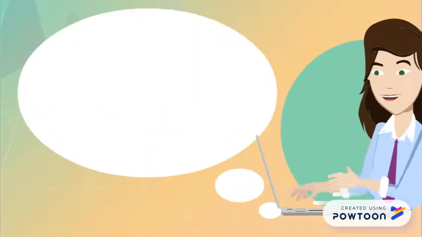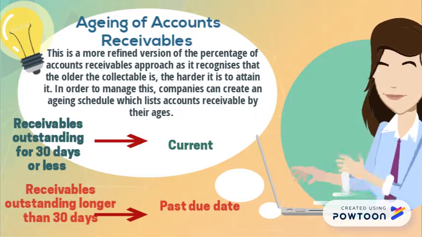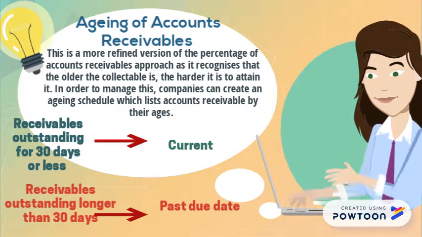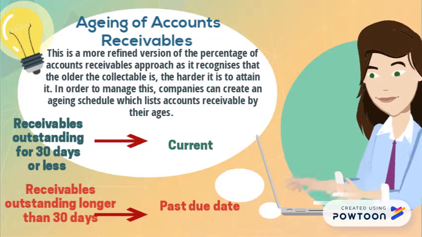The aging of accounts receivables is a more refined version of the percentage of accounts receivables approach, as it recognises that the older the collectible is, the harder it is to attain.